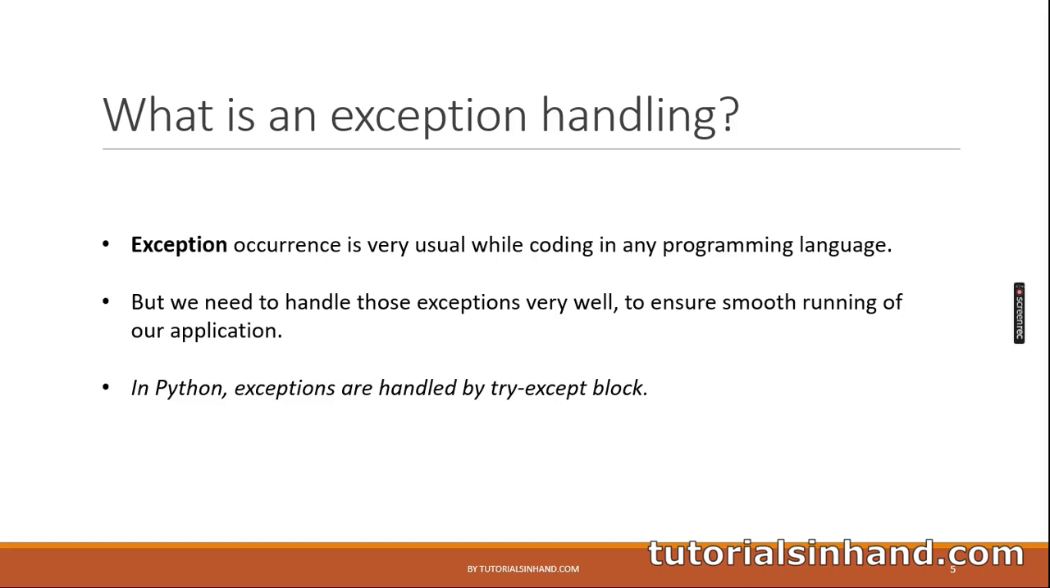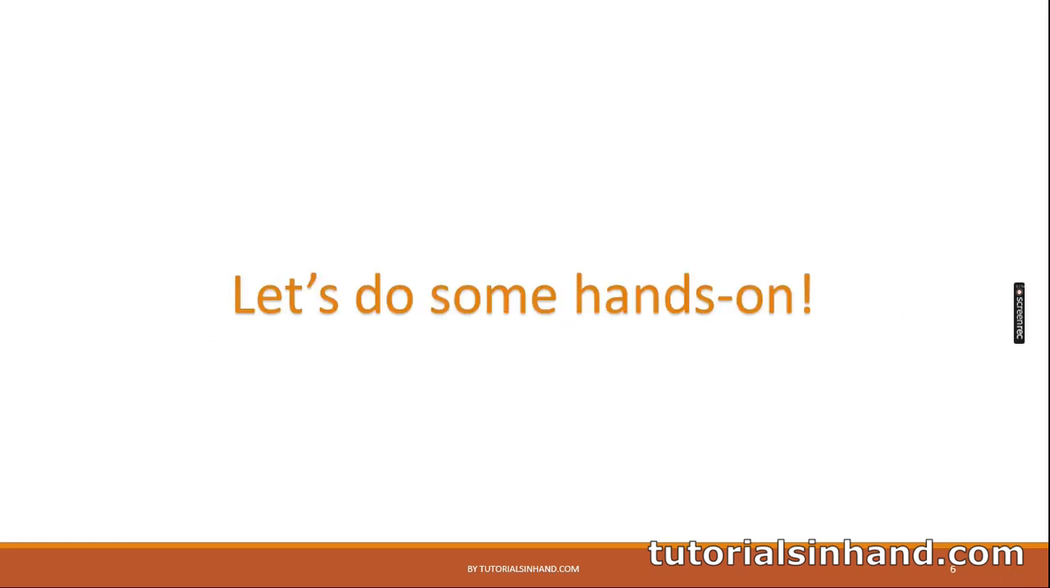So I have given you a small clue: in Python, exceptions are handled by the try except block. Let's go to the next slide. We have learned what are errors, what are exceptions, and how we handle exceptions. I have given you a small hint that we handle exceptions using the try except block. So enough of theory we have done. Let's go to VS Code and understand by doing some hands-on.